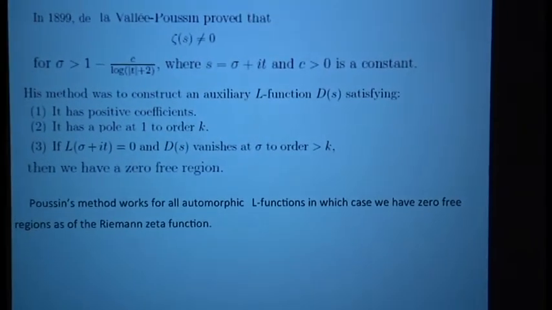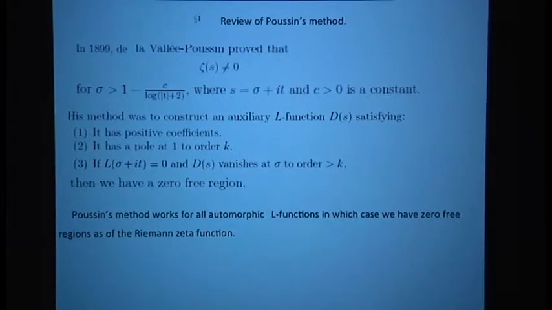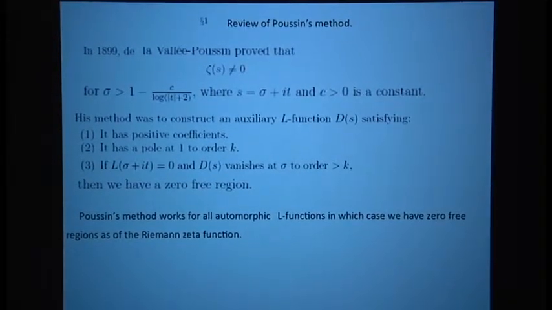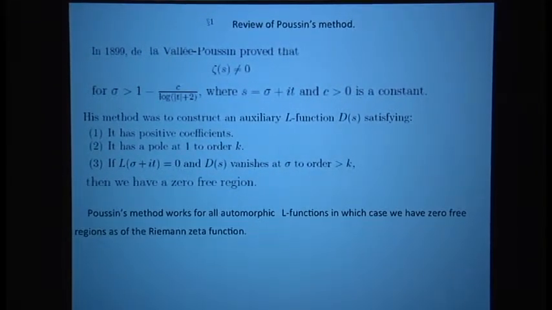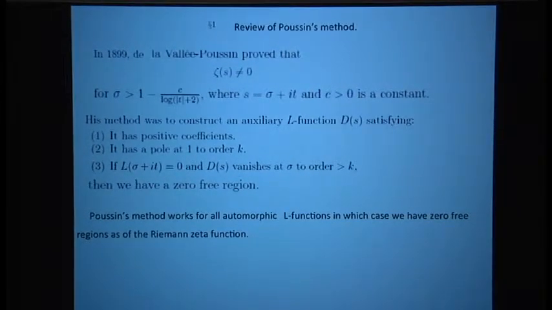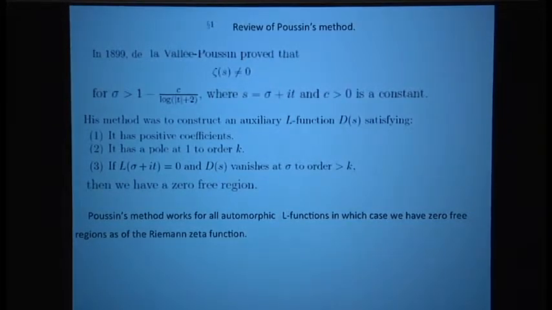So let's start from the classical Poisson's method in deriving... The classical method, in 1899, Poisson proved the zero-free region, one minus a constant divided by log t.